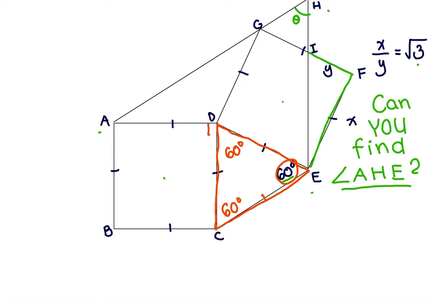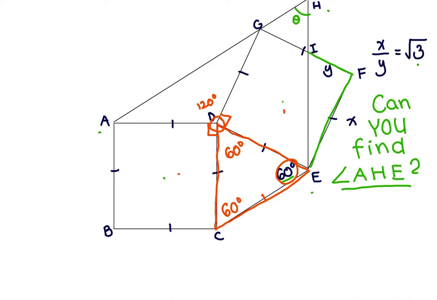Now we know that these two angles are 90 degrees because these are two squares. And then if we take 360 degrees, we'll do 360 degrees minus 90 minus 90 minus 60, which leaves us with angle ADG as 120 degrees.